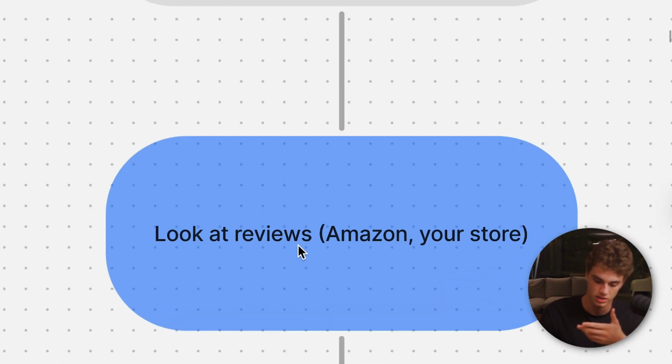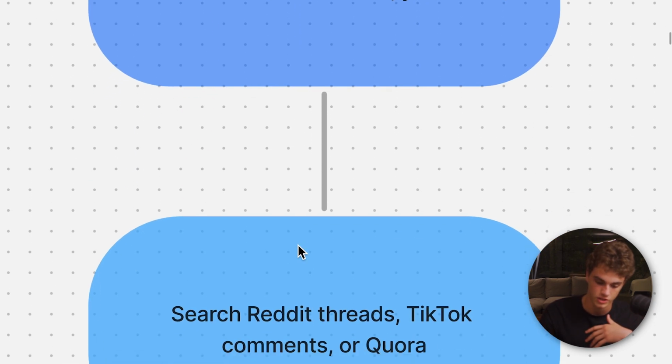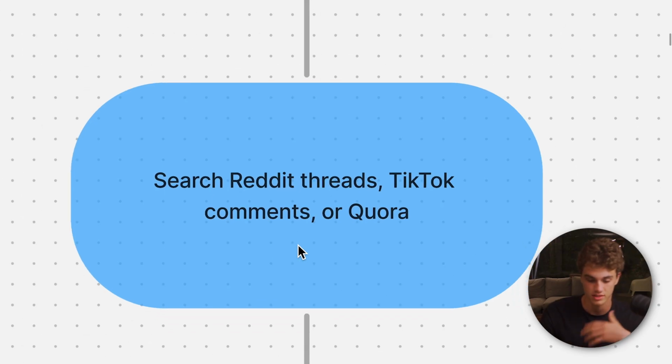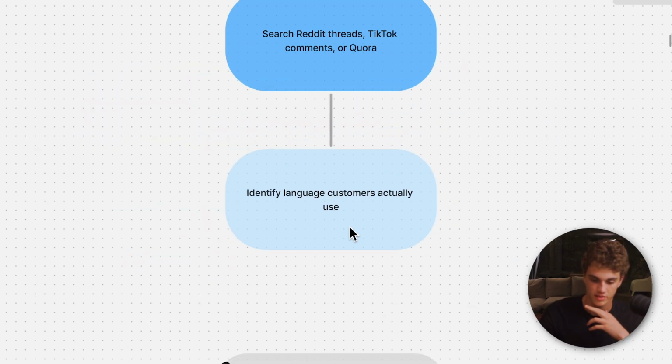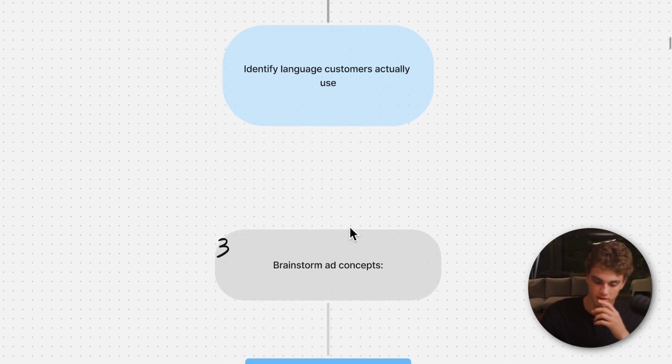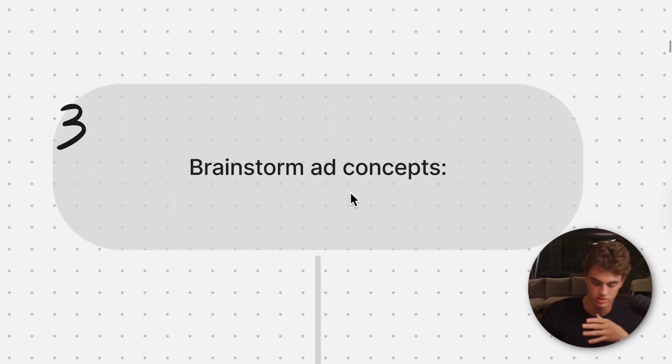And many ways that you can look at it is through, for example, reviews, maybe through Amazon or your own store page. You can look on Reddit threads, TikTok comments, like all kinds of things, even Quora. You can identify language customers actually use. So there's so many different little pinpoints that you can take and use as data to make for a better campaign. Then thirdly, you want to just brainstorm ad concepts.